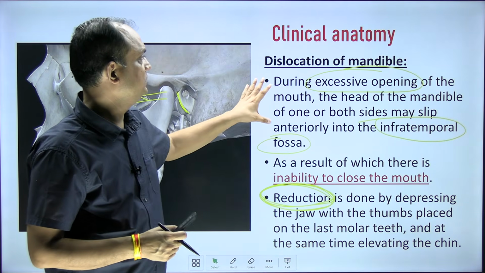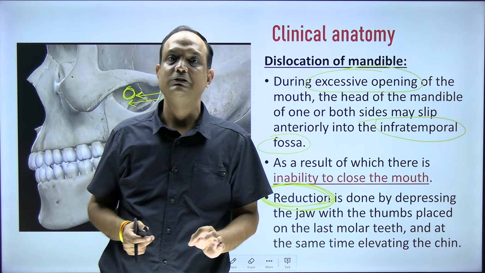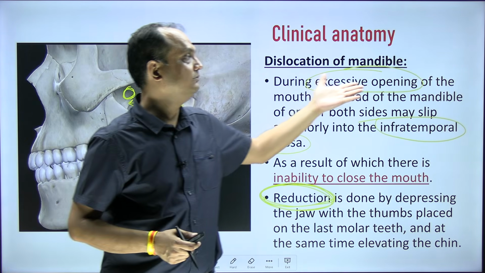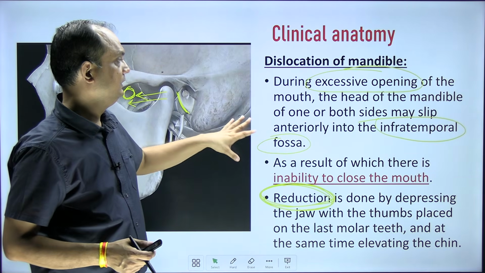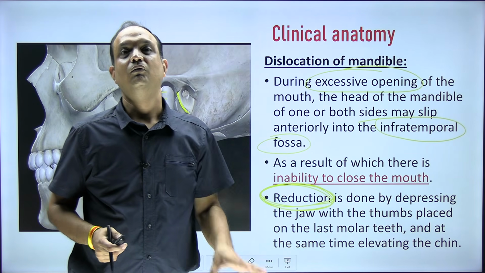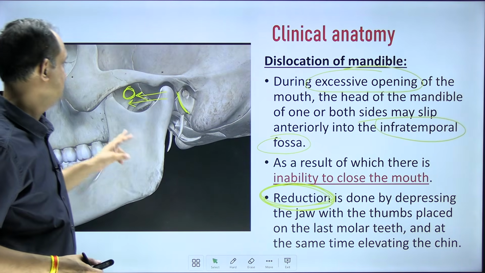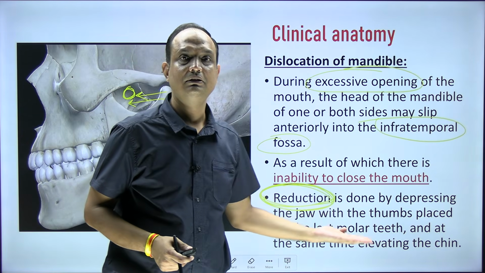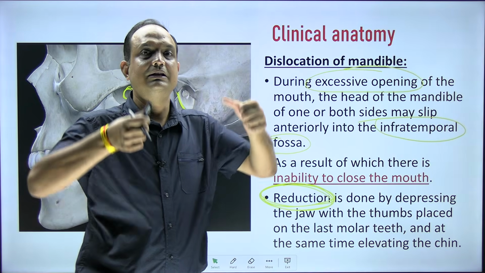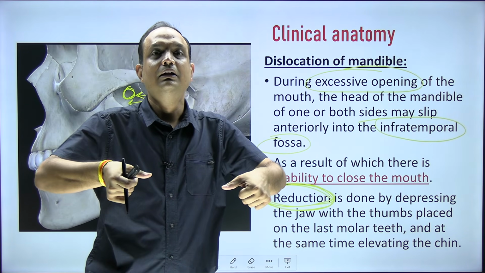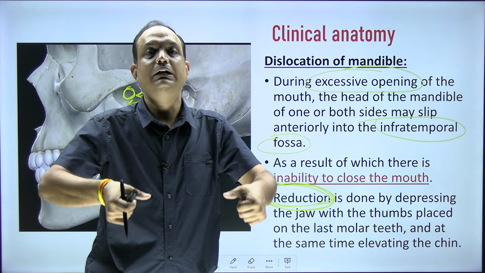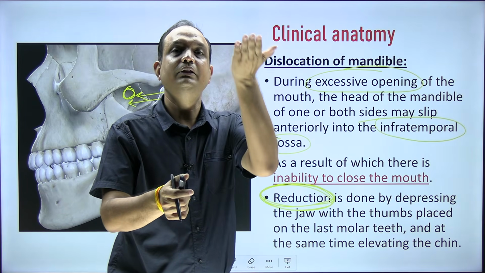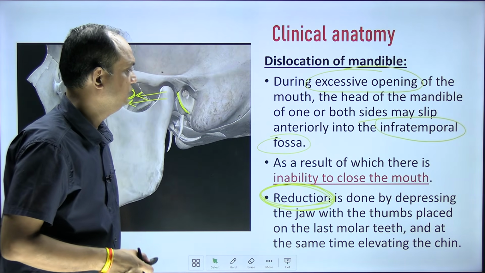So, what are the questions from this slide? What is the direction of dislocation? Anteriorly. Second, what is the prerequisite for the dislocation? Excessive opening of the mouth. Third, if a dislocation occurs, what is the position of the head? The answer is the infratemporal fossa. Now, the treatment is reduction, and when you are doing the reduction, you first apply pressure on both sides of the third molar, and this downward pressure will release the head from the infratemporal fossa. Then you push the mandible posteriorly with elevation of the mandible, that means closing of the mouth.